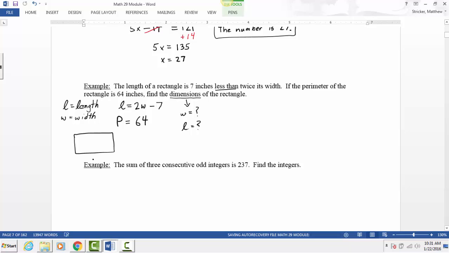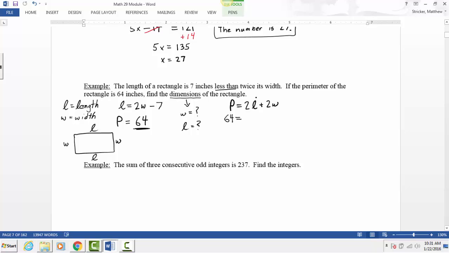We know that we have a length and a length and a width and a width, and if we want to find the perimeter, it means we add all those up. So remember, if you look back on the previous page, the perimeter is 2 times the width plus 2 times the length. So let's write this down again. The perimeter is 2 lengths plus 2 widths. But we know the perimeter. The perimeter was given to us as 64. So we can put 64 in there.